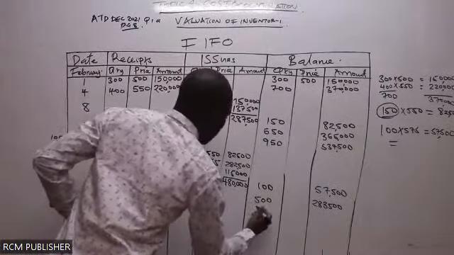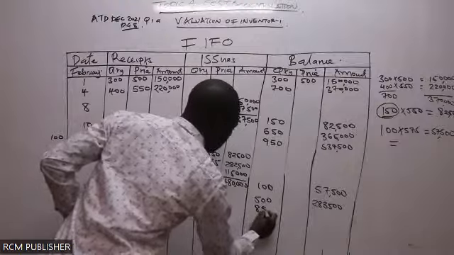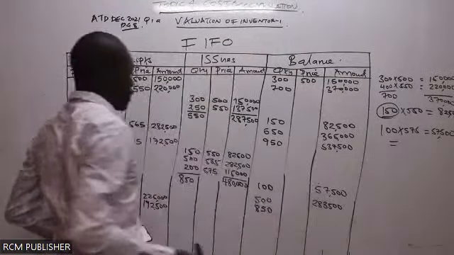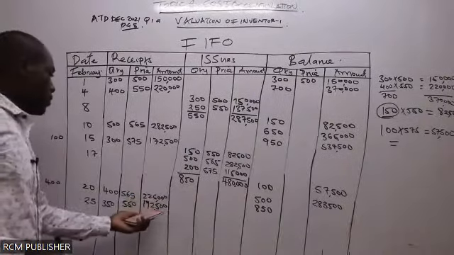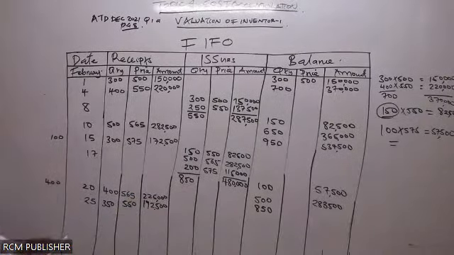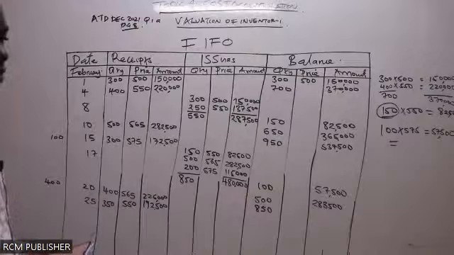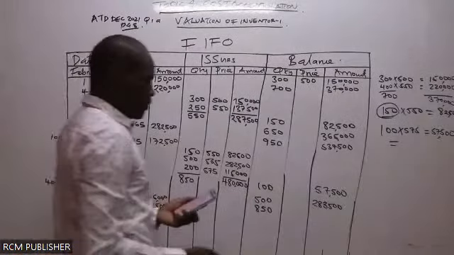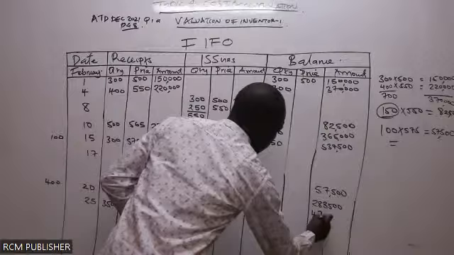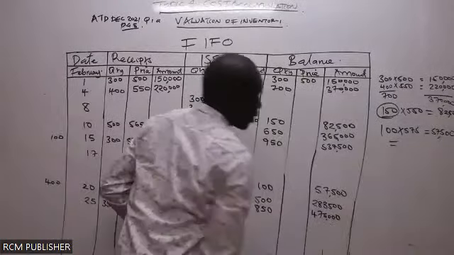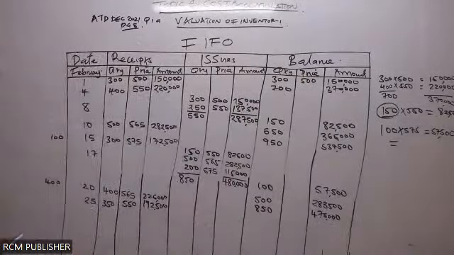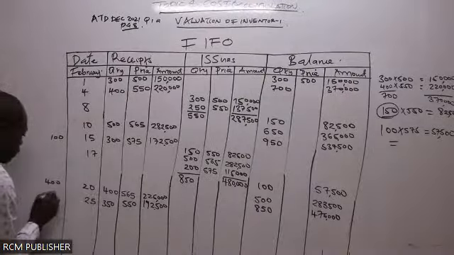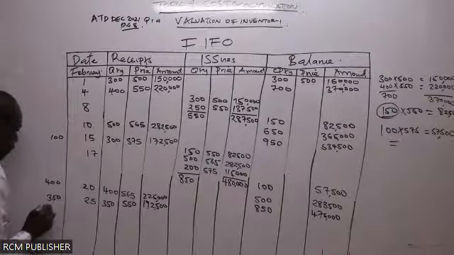If I add to 500, I'm going to have 850. How about the value? 283,500 plus 192,500. What are we having? 476,000. That is what we have, 476. Now, don't forget that we've added 350.